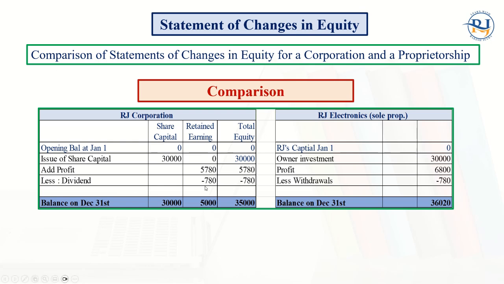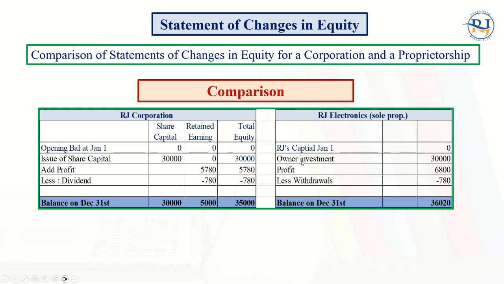So the dividend, 780 for example, will be subtracted here, and the rest of the amount will be here, right? So the total: we can say the share capital was $30,000, retained earnings is $5,000. The total here is $35,000. That is known as RJ Corporation's share capital, right? This is the total net capital at the end of the period.